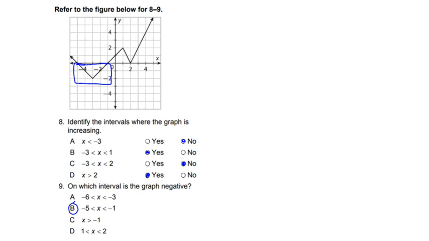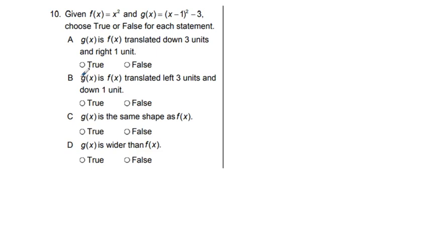Okay, next problem, 10. Given f of x equals x squared and g of x equals quantity x minus 1 squared minus 3, choose true or false for each statement. You can use your calculator, but better yet, if you understand the basic transformational properties of functions. So A, g of x is f of x translated down 3 units.